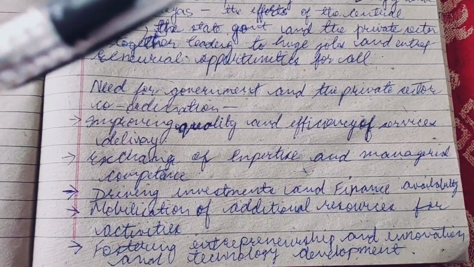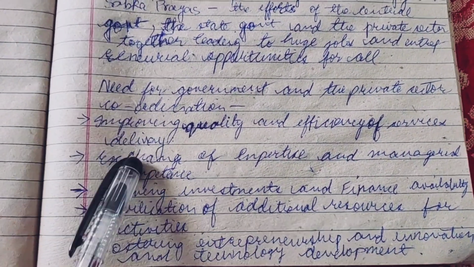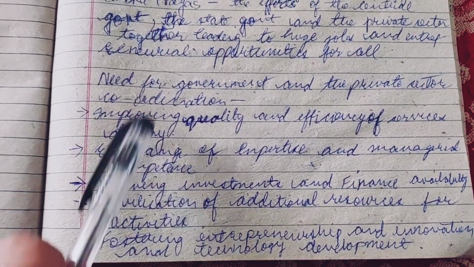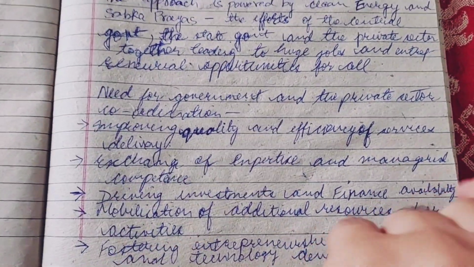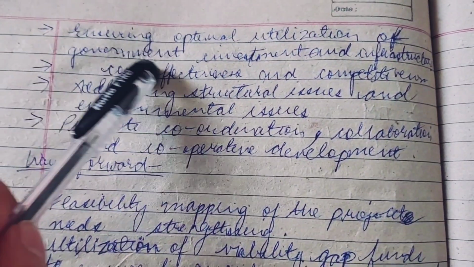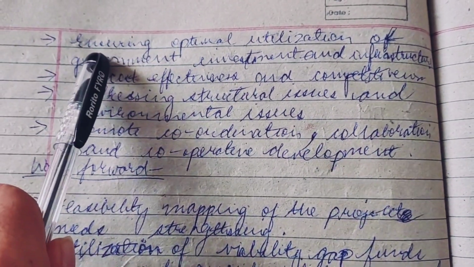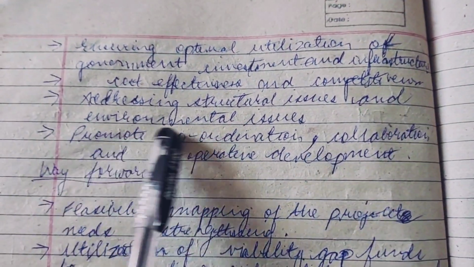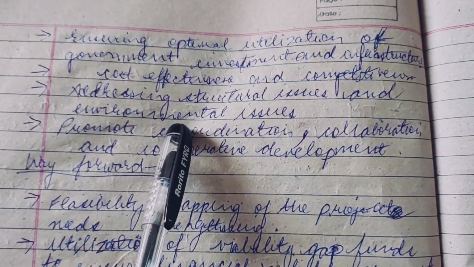All these are different points that I have written according to me. You can add more points if you think about it, and if you have read about PM Gati Shakti Yojana, then you can add your points also to the answer. These are my points. So we'll move further. Then there are a few more points. Ensuring optimal utilization of government investment and infrastructure cost, and new government infrastructure and investment will also be done. Then cost effectiveness and competitiveness, addressing structural issues and environmental issues also. This is based on clean energy, so it will address environmental issues also.